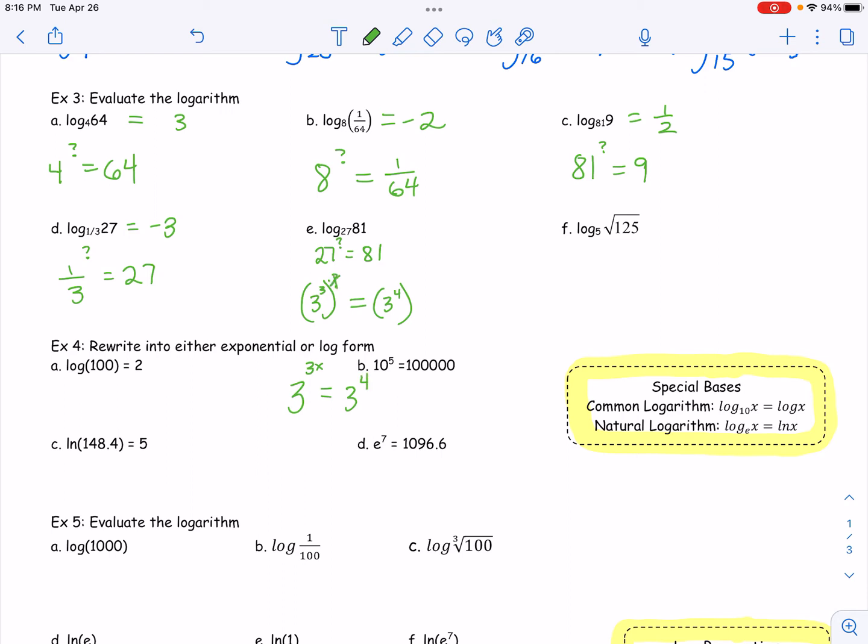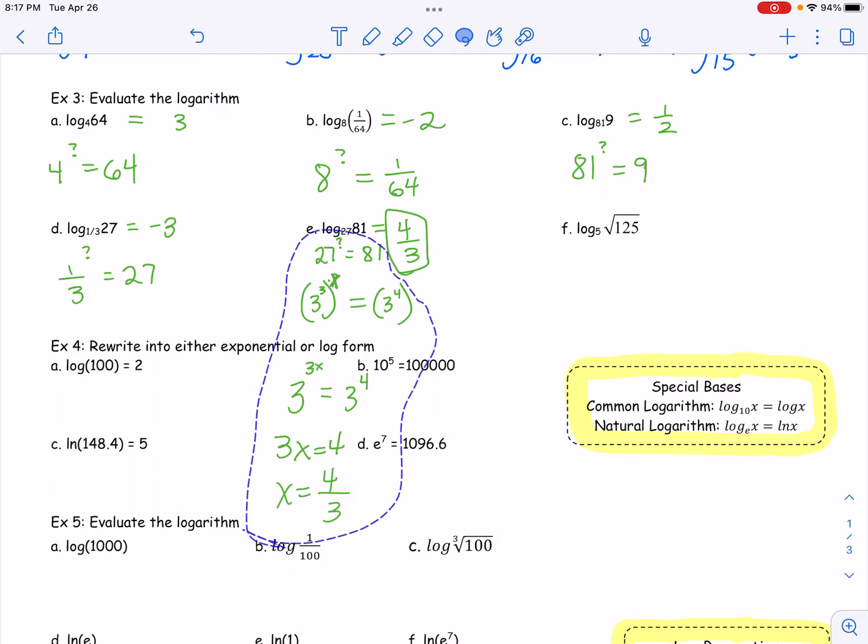Notice that my bases are the same. So 3 to the 3x equals 3 to the fourth means 3x equals 4, which means x is equal to 4/3. And I shouldn't say x is equal to, because this is just equal to 4/3. You know me, I write big.